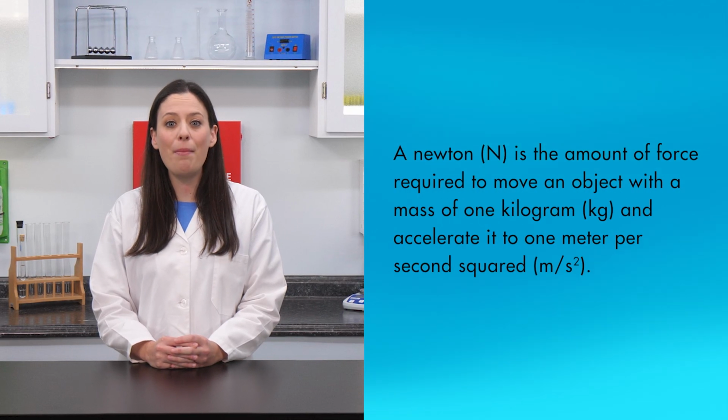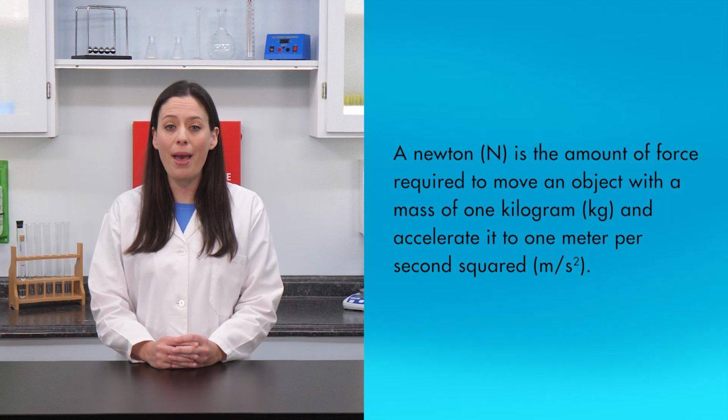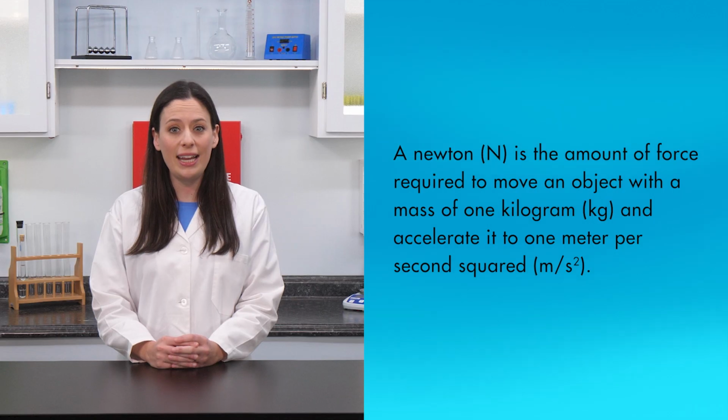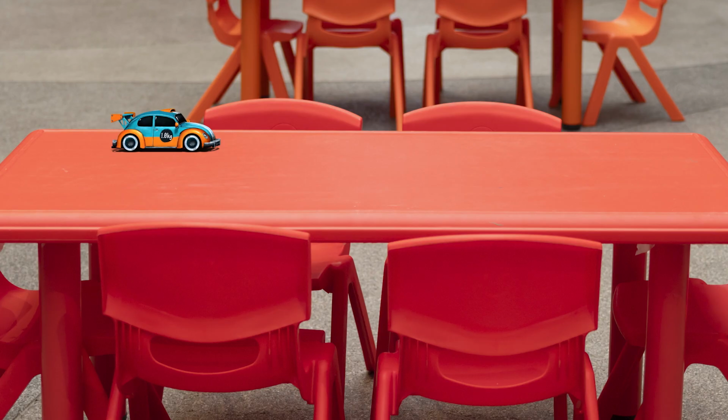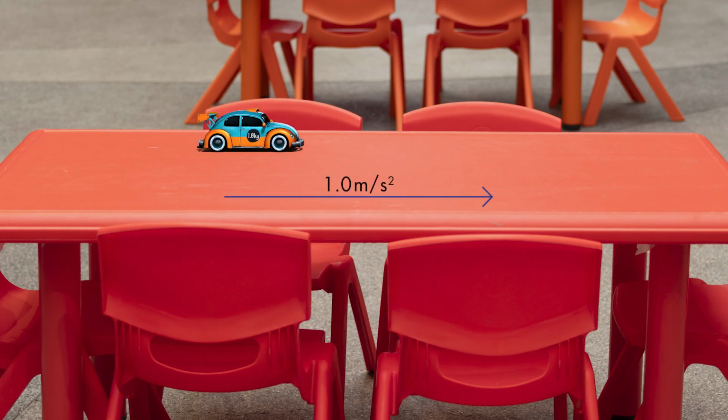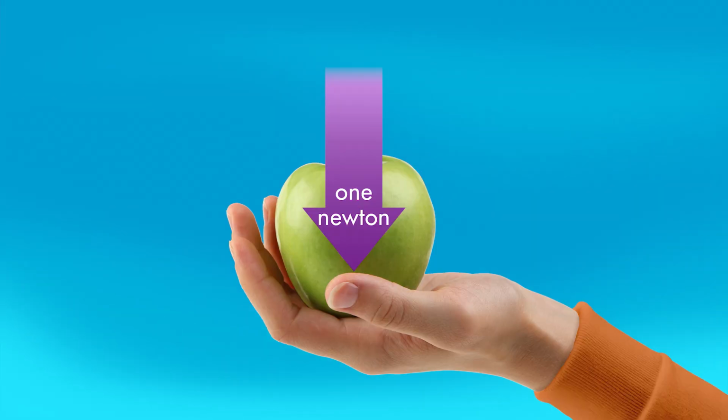Force is measured in units called newtons, which were named after Sir Isaac Newton. A newton is the amount of force required to move an object with a mass of 1 kilogram and accelerate it to 1 meter per second squared. For example, if a toy car with a mass of 1.0 kilograms is given a push with a force of 1.0 newtons, the car will accelerate at 1.0 meters per second squared. A force of 1 newton can also be described as the amount of force produced by the weight of an average-sized apple pressing down on a person's hand.